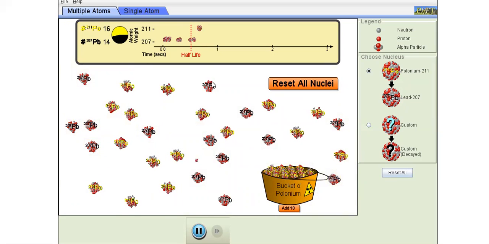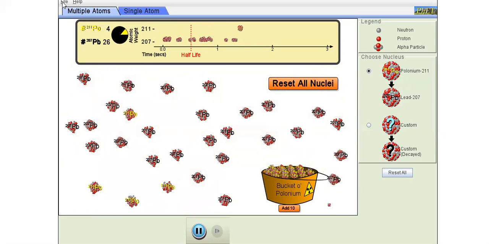All right, and so we got about 15, right? So they're marking the half-life right here. If we were to count them, at that time, there might have been 15 polonium still and 15 lead. And so this is time in seconds. You can see it took about half a second for the half-life there. After 1 second, that's another half-life, and so on.